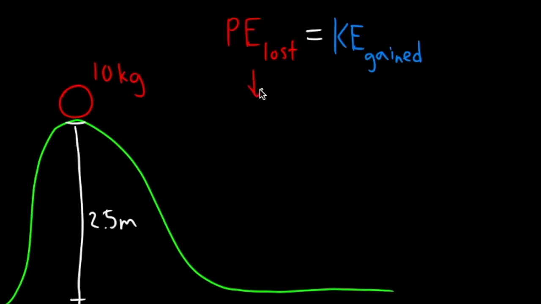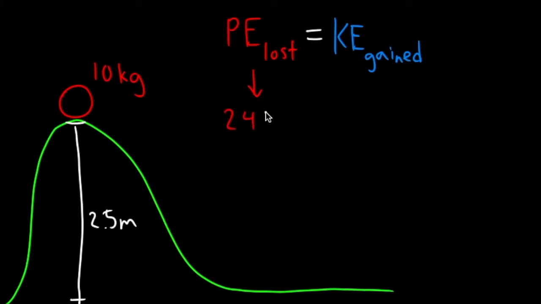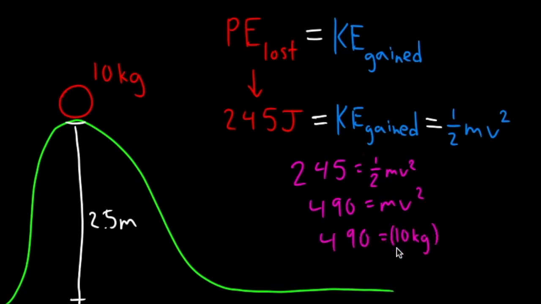Remember that PE equals mg delta h, so 10 kilograms times 9.8 meters per second squared times 2.5 meters is equal to 245 joules. Going back to our PE lost equals KE gained, 245 joules is equal to the amount of kinetic energy gained. Remember that KE equals 1/2 mv squared, so 245 joules equals 1/2 mv squared, and then we solve for v to get v equals 7 meters per second.